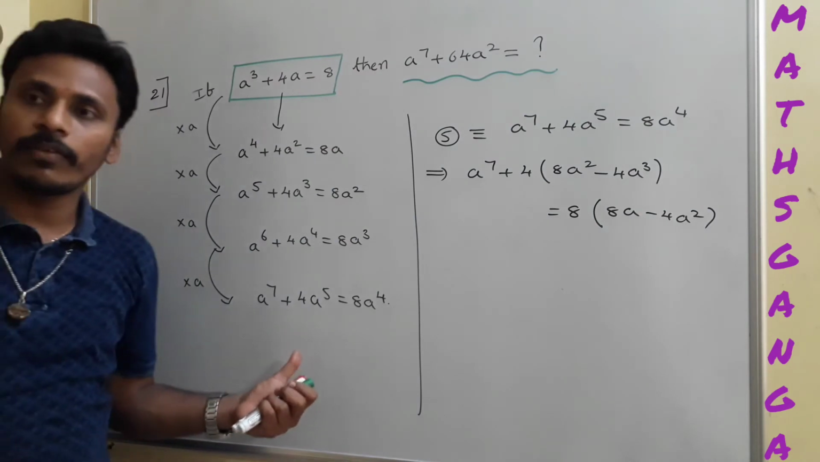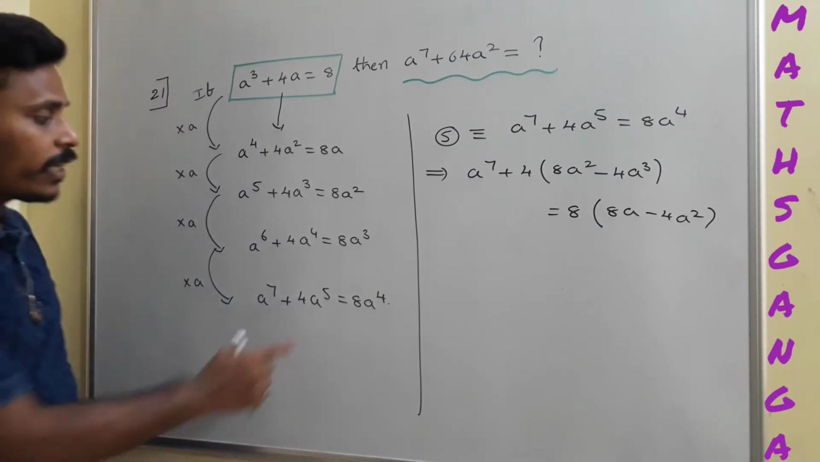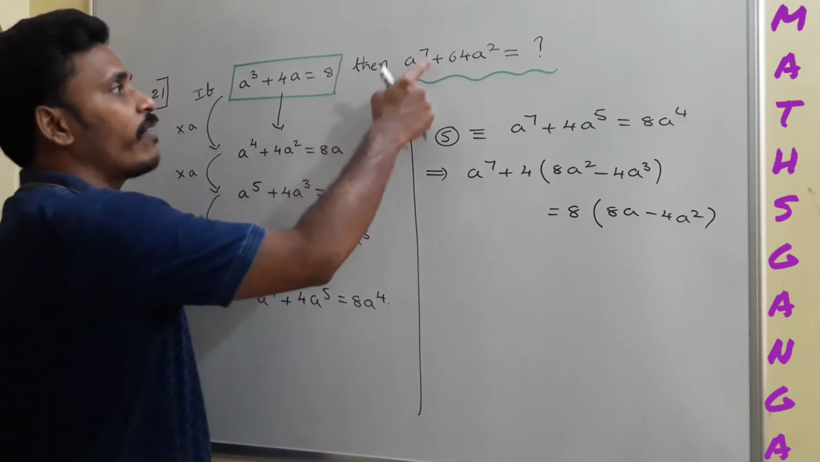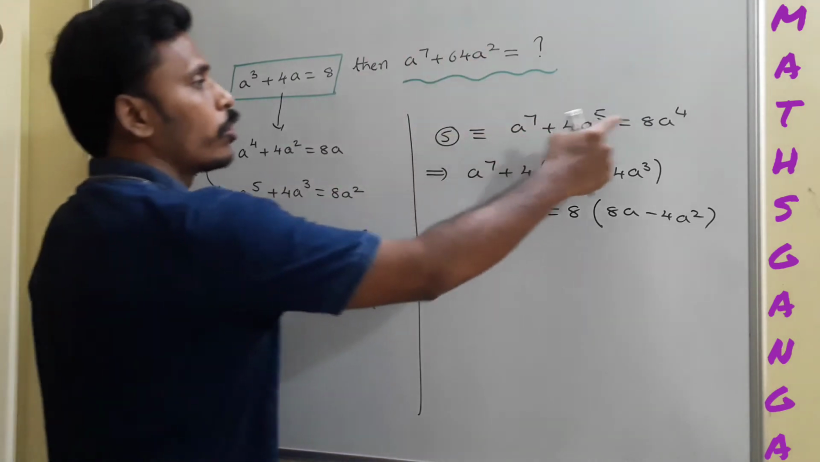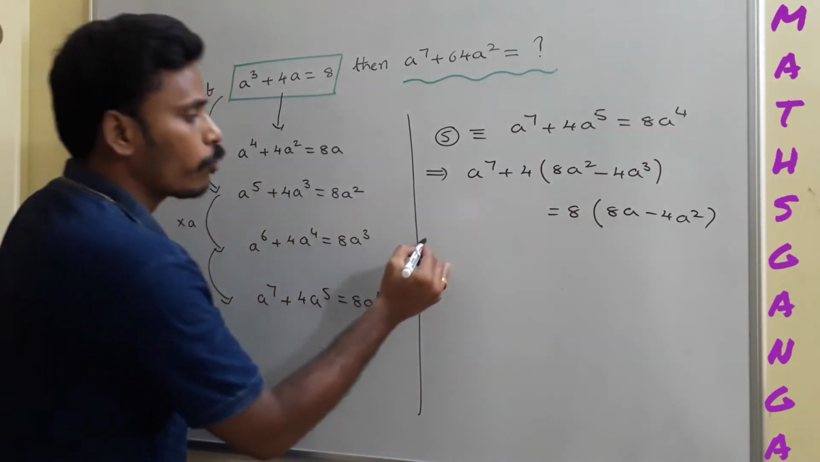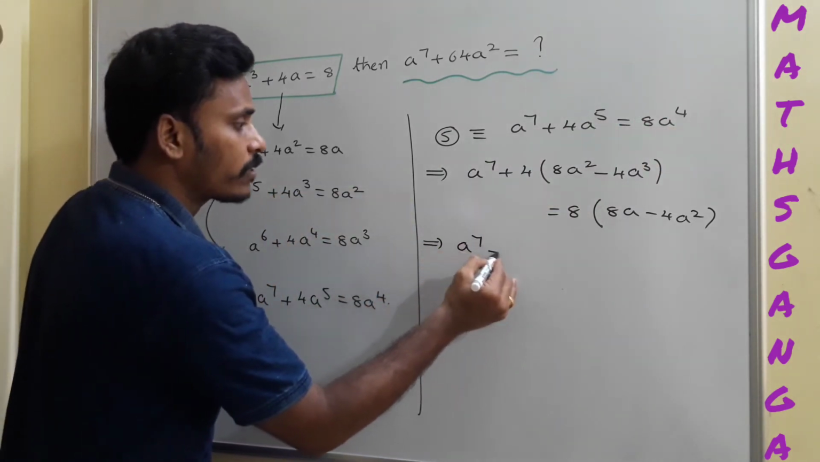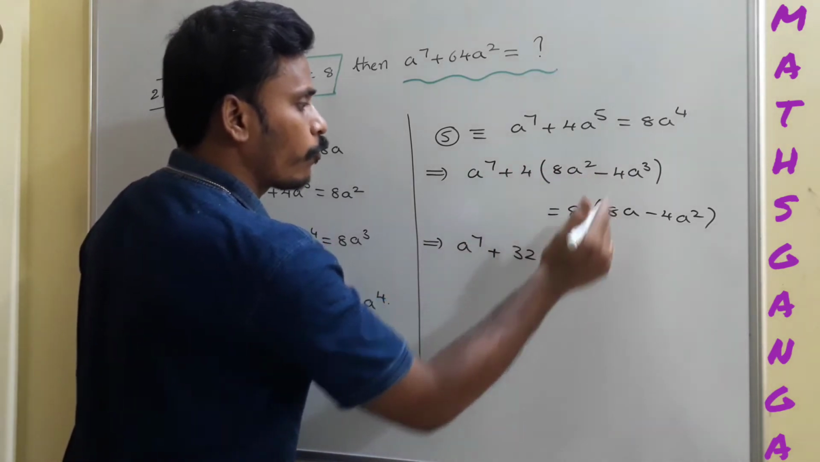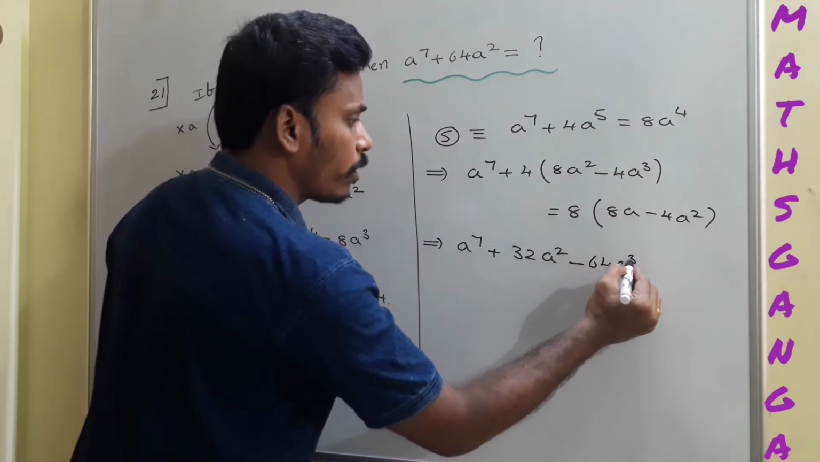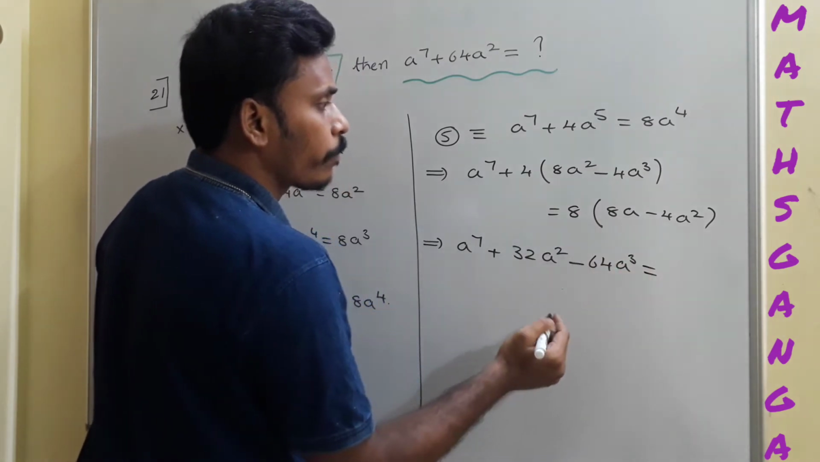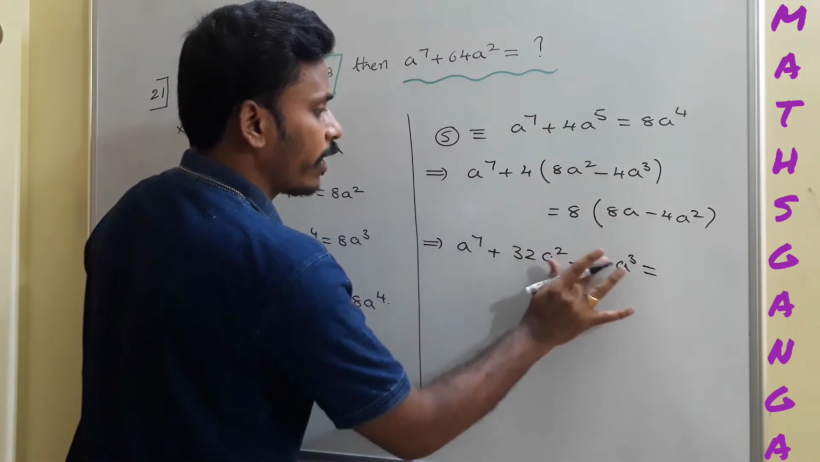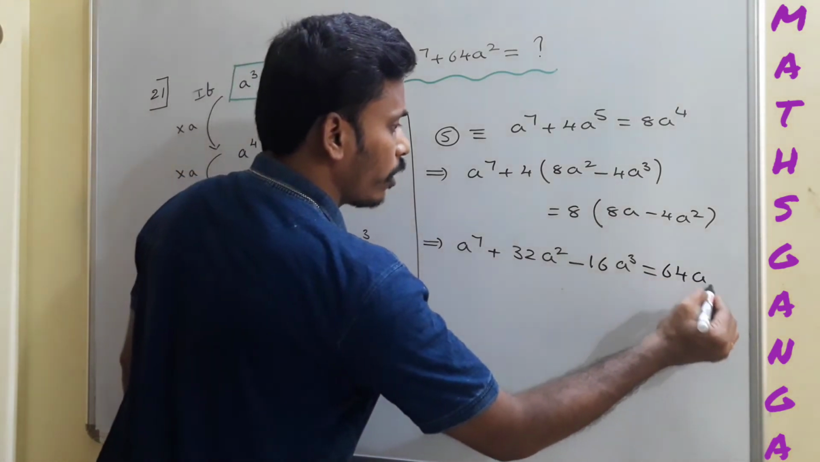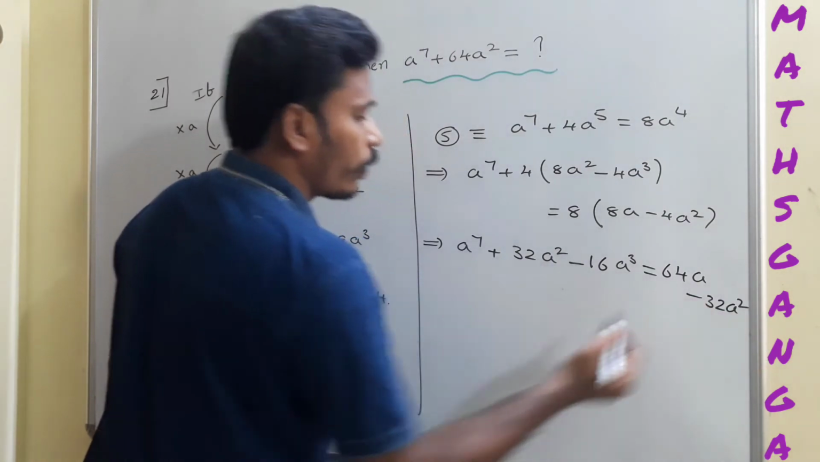Is it clear? First of all, I am starting with the fifth one, and then I am rewriting this a power 5 and a power 4 using these two. Why? Because I need 7 and 2, not this 5 and 4. So to eliminate, I am using this. Now if you multiply, this implies a power 7 plus 4 8s is 32a square minus 4 4s is 16a cube is equal to 8 8s is 64a minus 32a square.